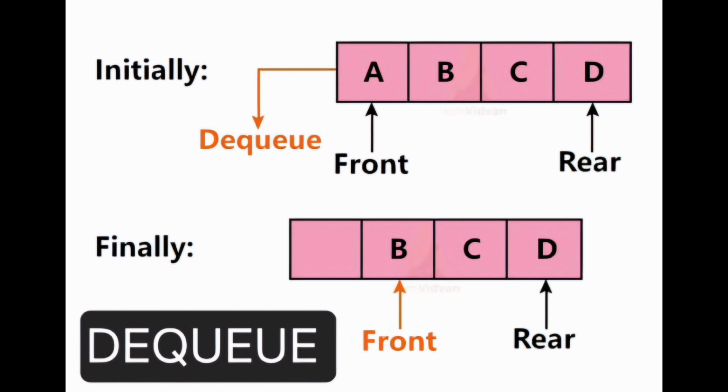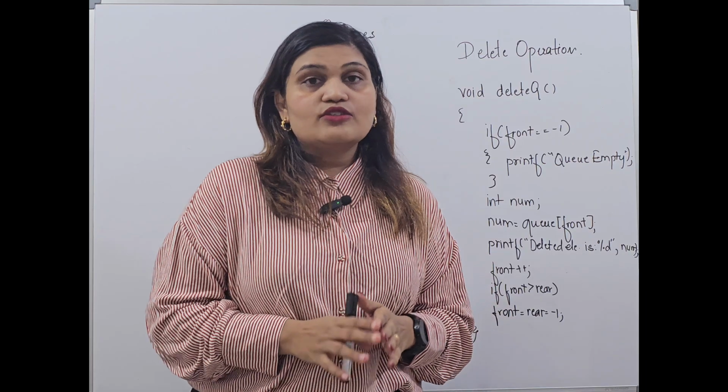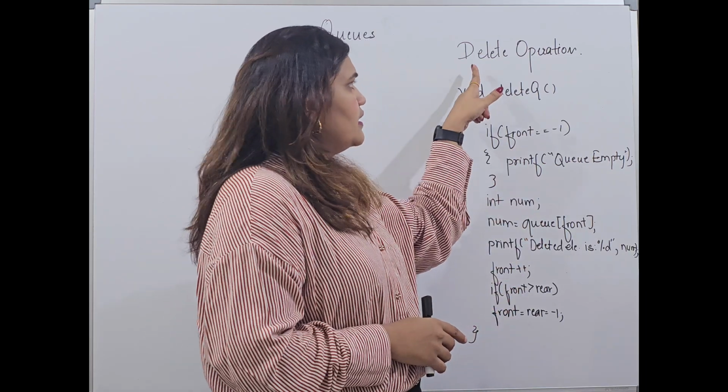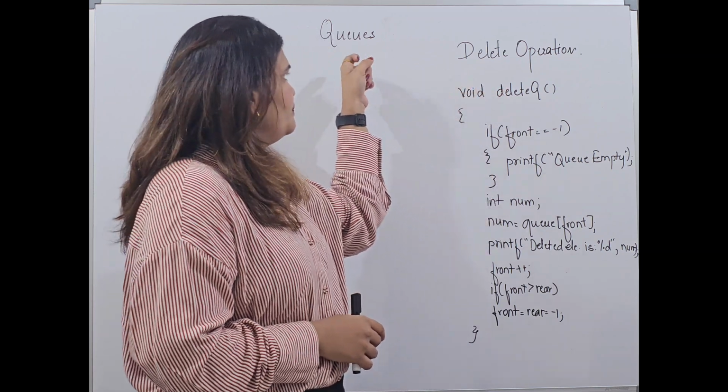So the concept that we are going to see in this video is about dequeue. Dequeue is deleting an element from a queue. This will help you to understand how programmatically you can implement the concept with step-by-step execution. So yes, the operation that we are going to see is the delete operation from the concept queue.